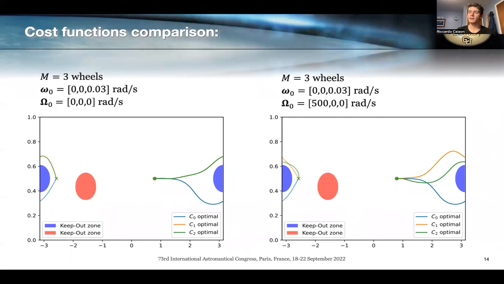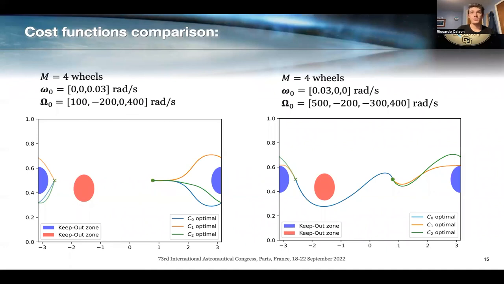But we can see that the solution based on C0 is different from the solutions computed by using the C1 and C2 cost functions. Specifically here, the C1 and C2 optimal A stars produce the same solution. On the right, instead, we have the same initial conditions for the spacecraft. Again, we have 3 reaction wheels, but in this case, one of the 3 reaction wheels has an initial wheel speed of 500 radians per second. And we can see in this case that, again, all 3 planners exploit the initial direction of the spacecraft. They don't try to go against it, but the 3 solutions computed using the 3 different cost functions differ from each other. They produce different solutions.